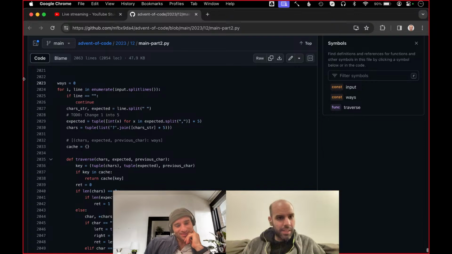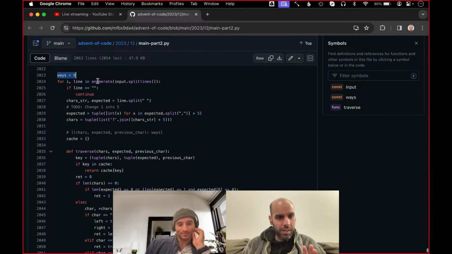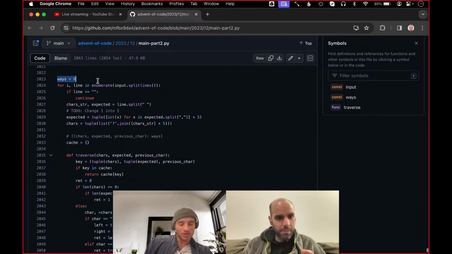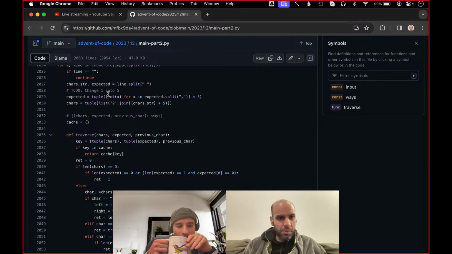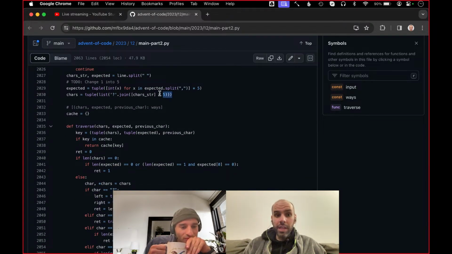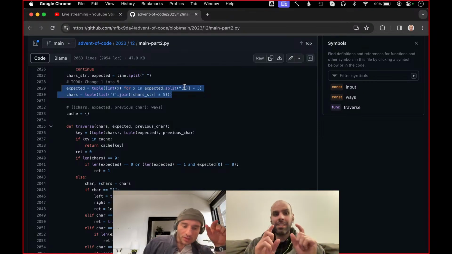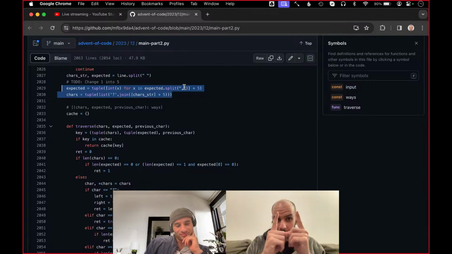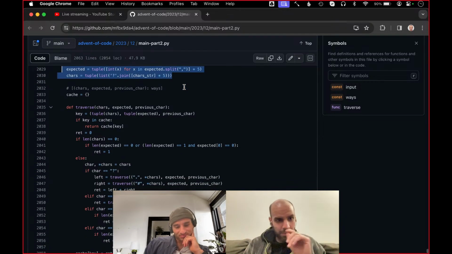Let's read it. Okay, so you have the ways. That's similar to what we had yesterday. Not much has changed. This first little section here, it's all the same. Okay, so you are not doing anything with the expected and the chars. You're just multiplying them. I was thinking perhaps the solution is to build up from the solution for one of the segments and take advantage of the similarities or the symmetry of the problem. But you're not doing that.